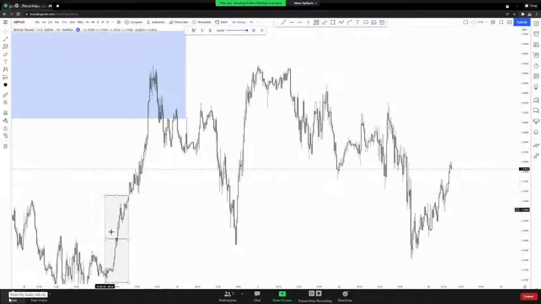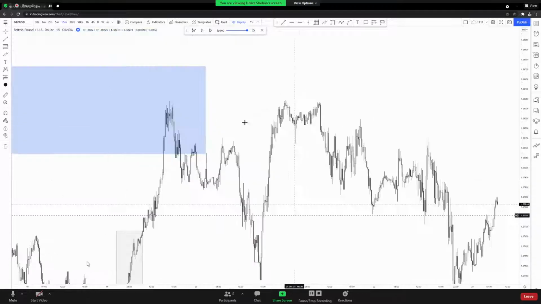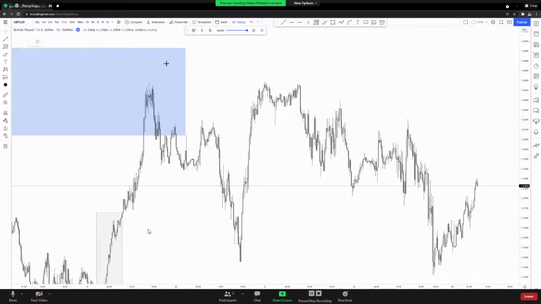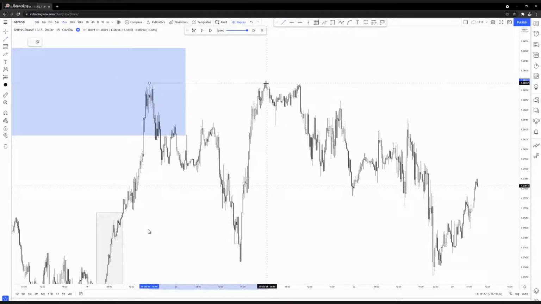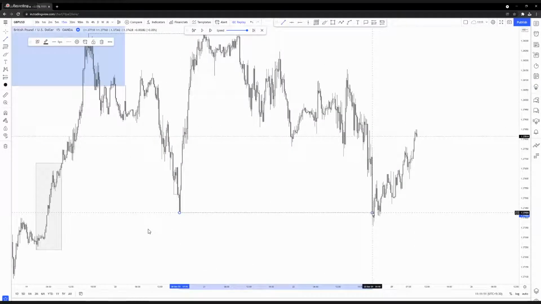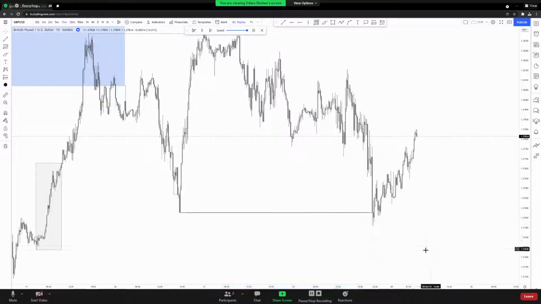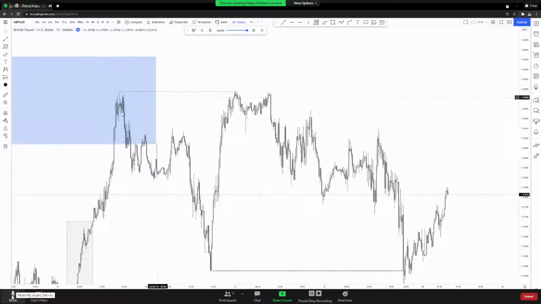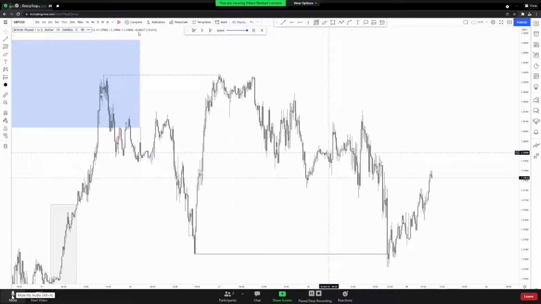So then what happened? Now we are inside of the daily point of interest. What did price do? It took out liquidity and broke structure. We have a QM, right? Inside of the daily point of interest. So we can mark out that strong high.